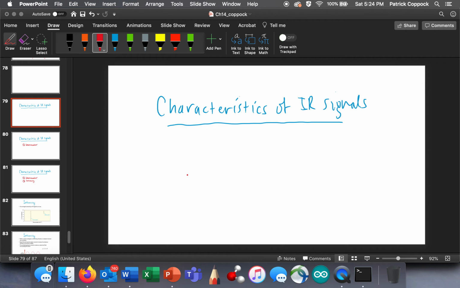Okay, so remember when we talked about IR signals, we said there were three characteristics of them. The first one we just considered, that was wave number, right? So the bond strength and the mass of the atoms affects where the signal is with respect to its wave number. The second thing we're going to consider is the intensity.